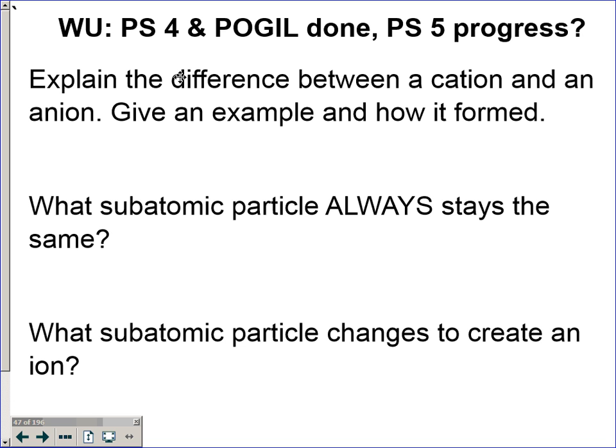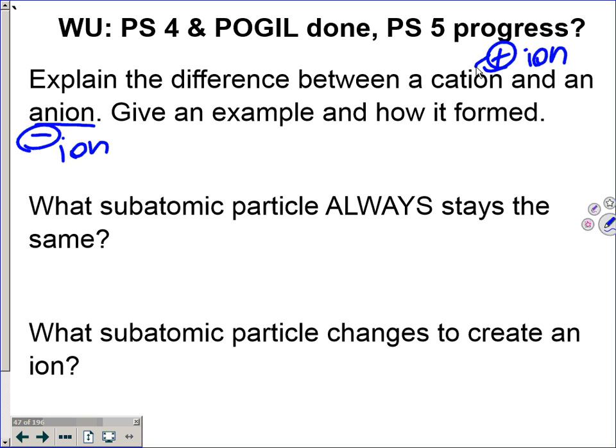So explain the difference between a cation and an anion. Grant, give me something. Cation, positive. It is a positively charged ion, okay? Cole, give me something else. Give me the opposite of a cation's charge. Negative. An anion is a negatively charged ion.